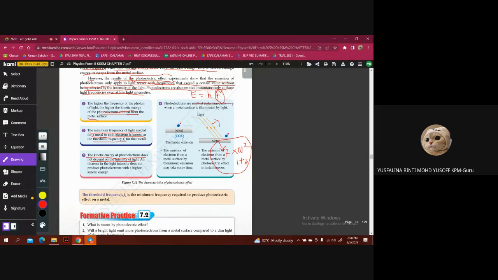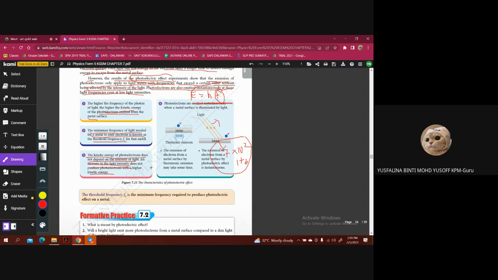So based on this experiment, this formula, sorry, an increase of the light intensity does not produce photoelectrons with higher kinetic energy. So the basic thing that they want to state here is that the emission of the photoelectron is not influenced by the intensity of light. It's influenced by the frequency of light. So you can just refer to the formula E equals hf, right?